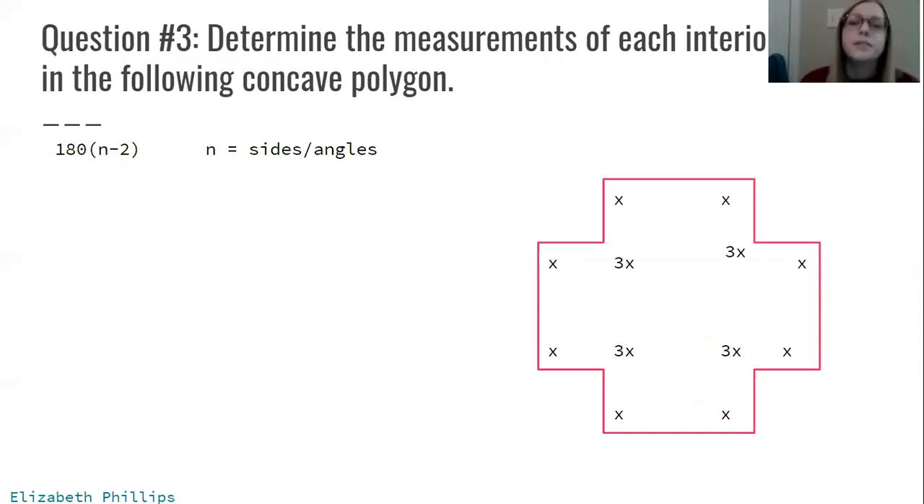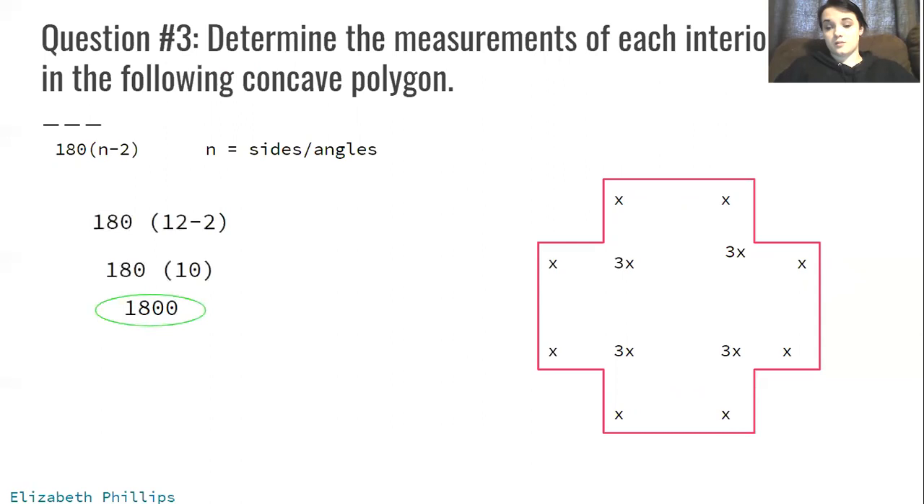Okay, Elizabeth, determine the measurements of each interior angle in the following concave polygon. So we're going to follow the same steps that Molly and Allison went through. If you'll notice at the top under our question, we have our formula 180 times n minus 2, where n is equivalent to the number of sides. What we're going to do is count up our sides and plug it into our problem, which was our number of sides was 12. And then we just solve for that. So 12 minus 2 is 10. 180 times 10 is 1800.